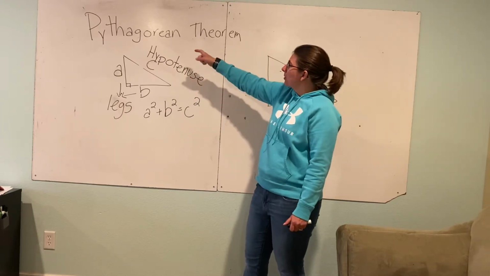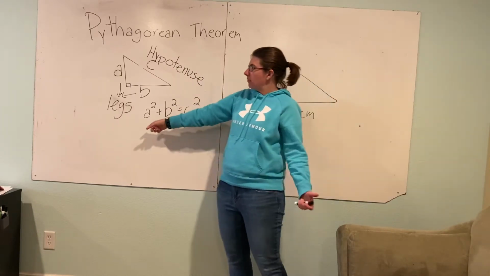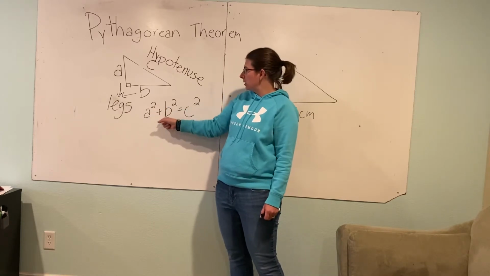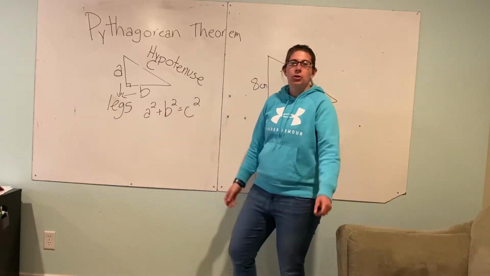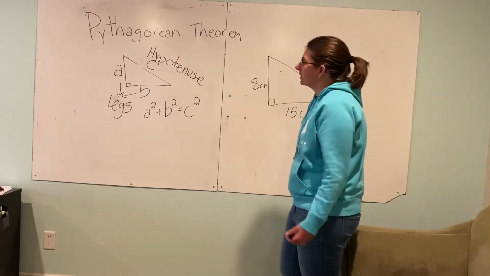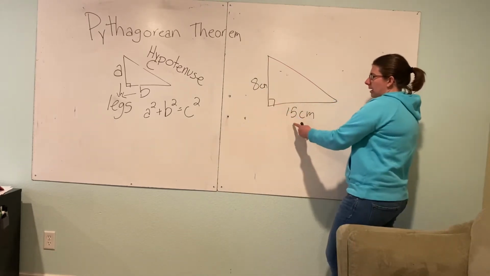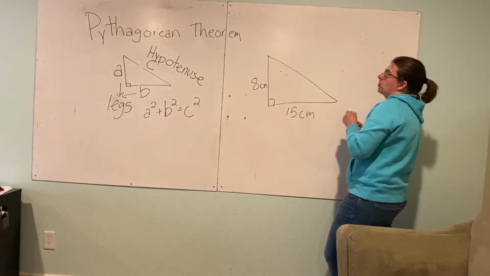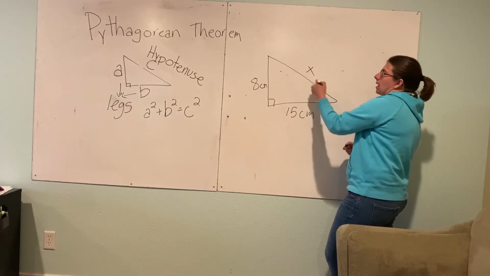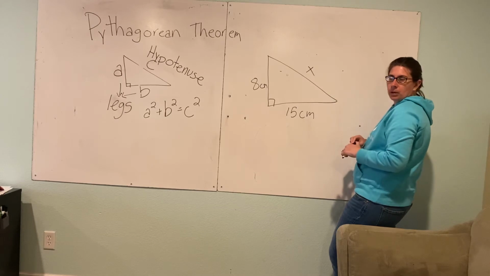So with the Pythagorean theorem, you may have heard of it before. It's a squared plus b squared equals c squared. And you're going to use this to find missing side lengths of a right triangle. So if we take this triangle here, the legs are 8 and 15. We don't know what this hypotenuse is going to be, okay?